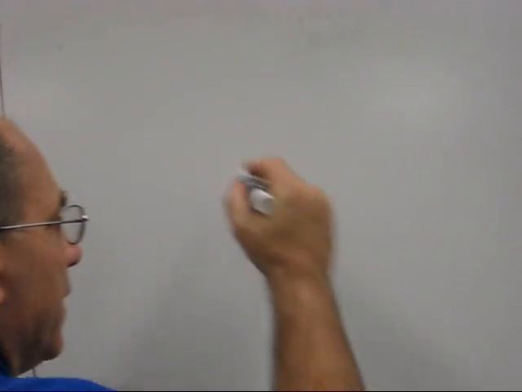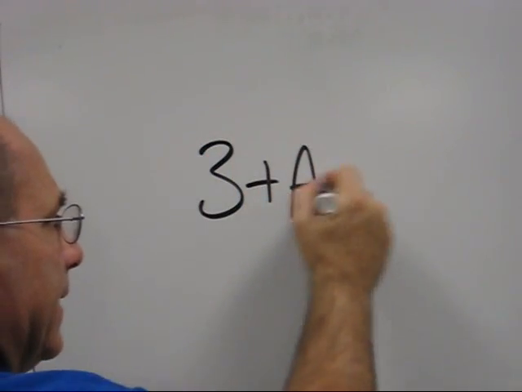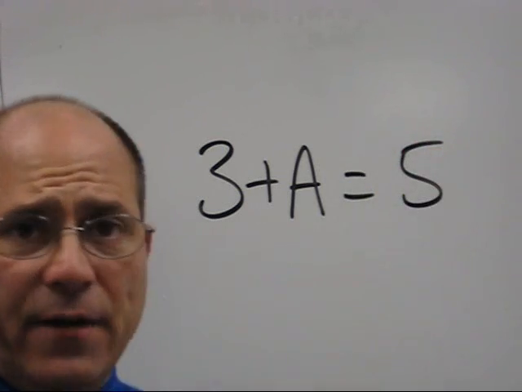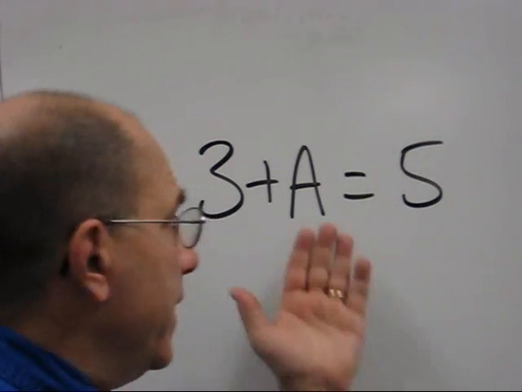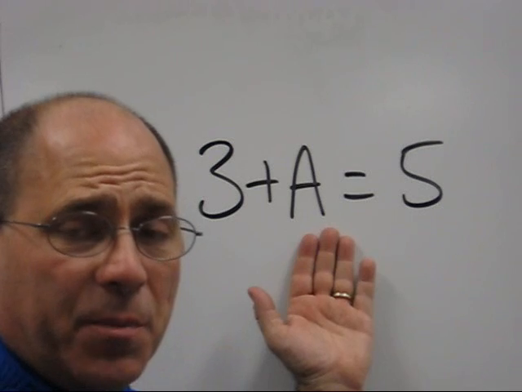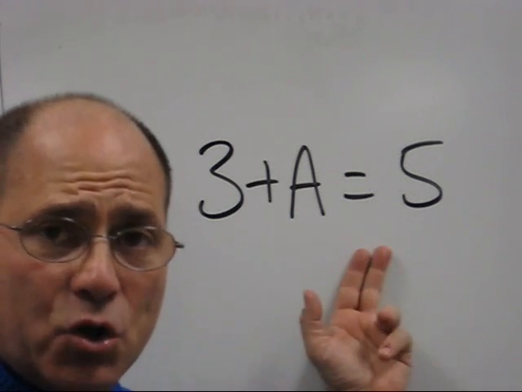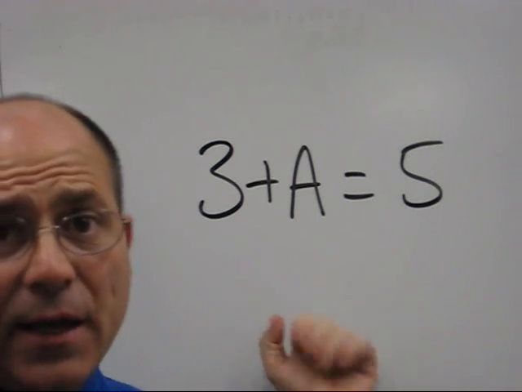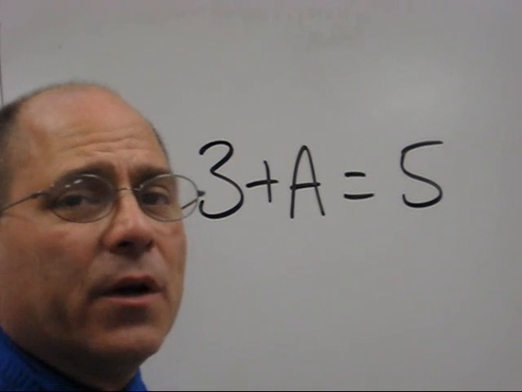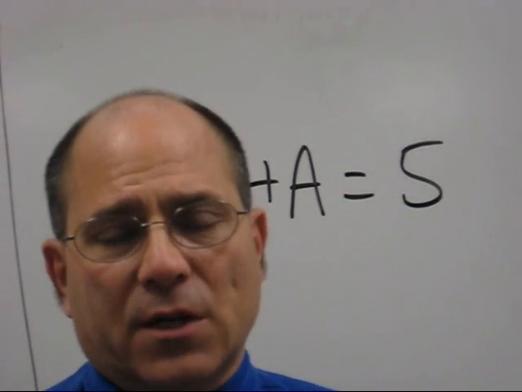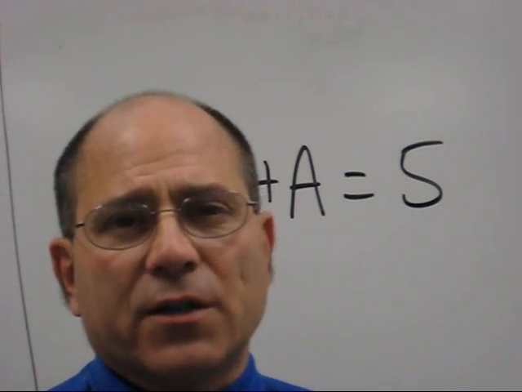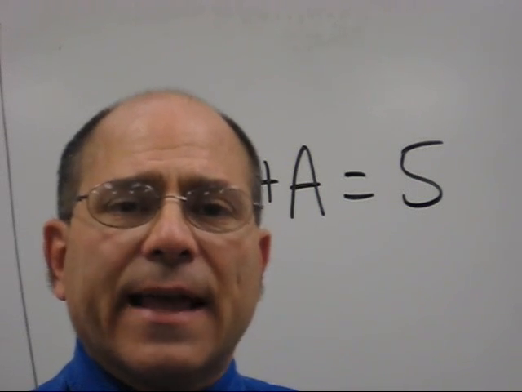Suppose the problem said 3 plus a equals 5. Well, what we're trying to do is find out what a equals. And for most people they would say 5 minus 3 equals 2, and that's what a equals: 2. But we're going to be working on a thing called an inverse operation. An inverse operation has the effect of canceling.